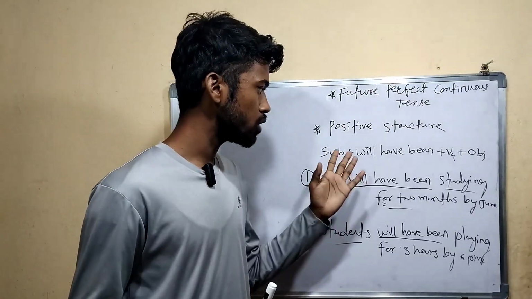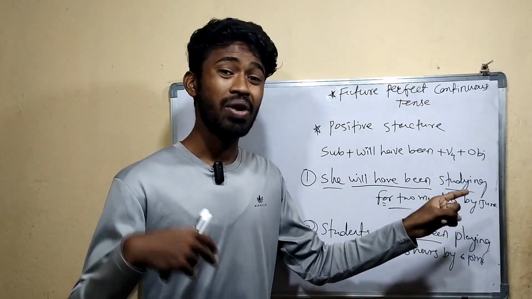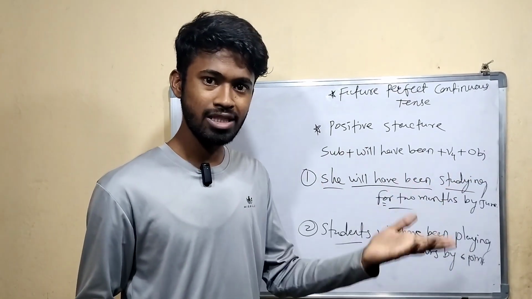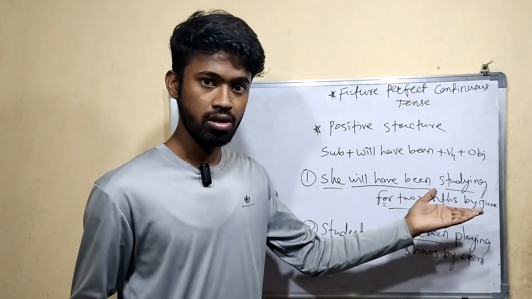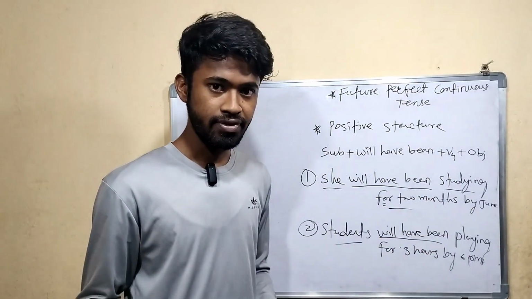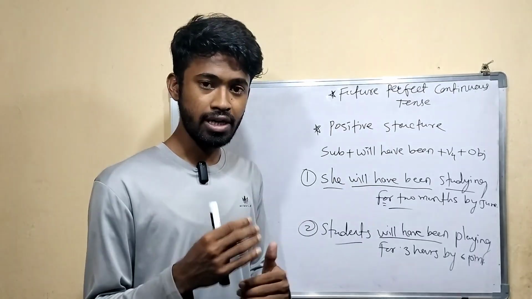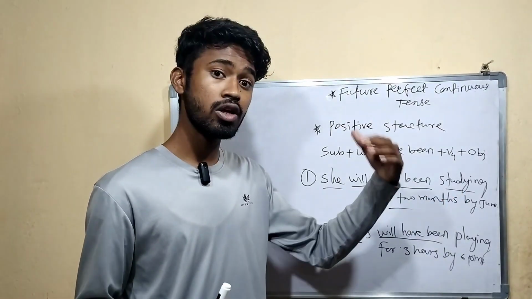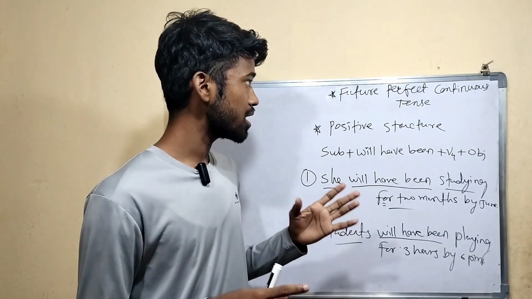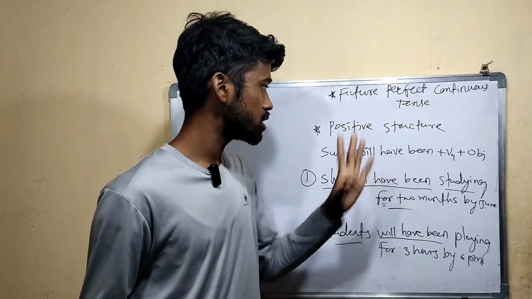So here I have taken two examples. She will have been studying for 2 months by June. So June is future here. So this action is going on every day, continuously, and it will be continued before a certain time in the future. So to talk about that action, we use future perfect continuous tense.